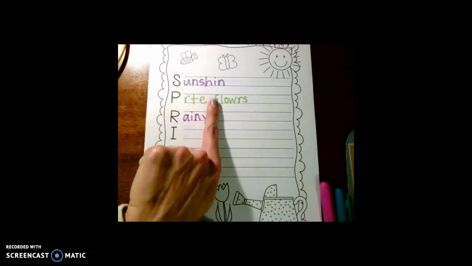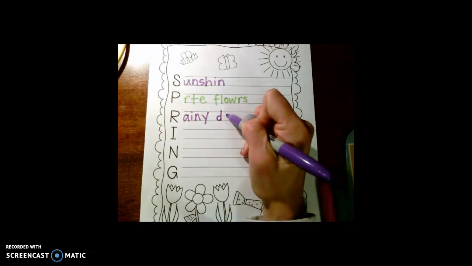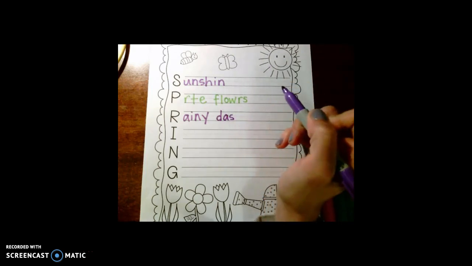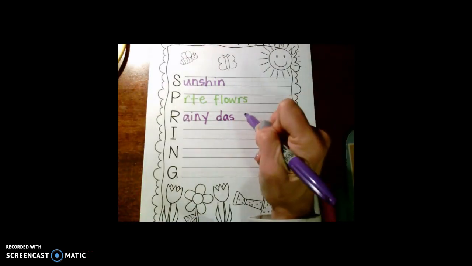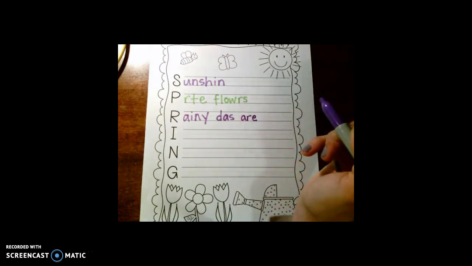Rainy, finger space, day, days. Rainy days are. Now, are is a sight word, so I would look on my word wall or one of my sight word cards, or you might remember that one since it's a sight word. We're getting to a point in the year where lots of you are getting further along in your writing and should be remembering how to spell those sight words. And it's okay to use your resources around you to spell them, but we should start seeing some more correct spelling with those because we practice them so often.